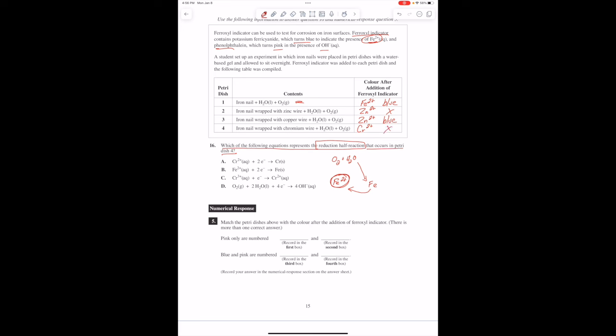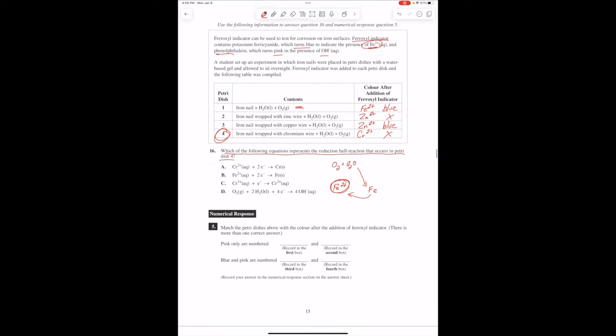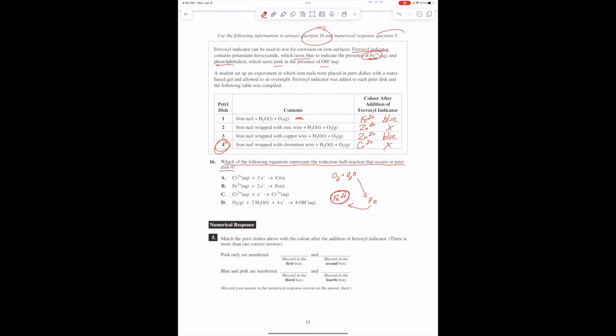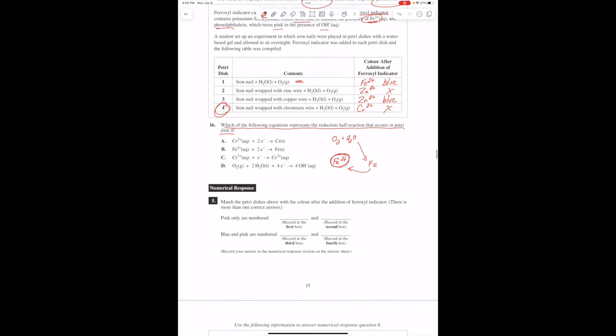I'll read this again. Which of the following represents the reduction half reaction that occurs in Petri dish 4? Maybe I didn't need to do all that. Well, we'll see. I'll probably need it for something else. No? Oh, yeah. Question 16 and question 5. Okay.